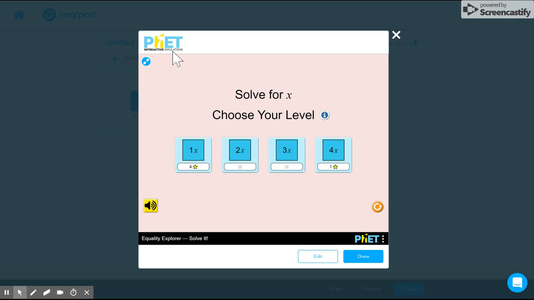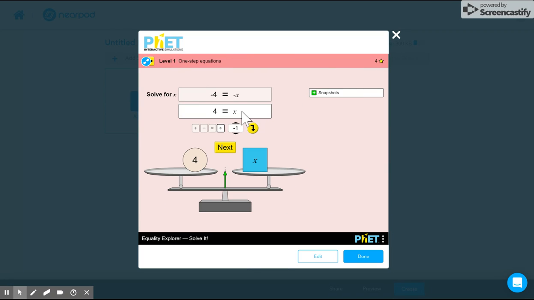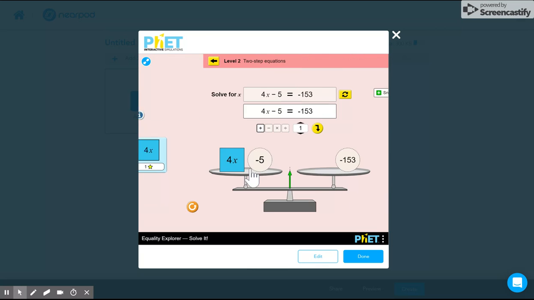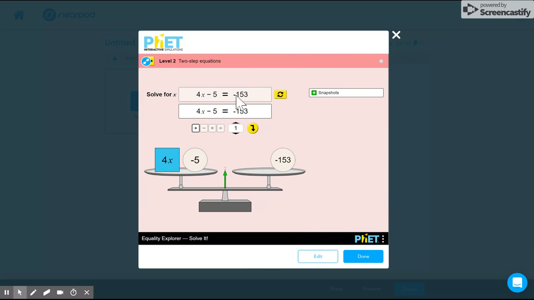Alright, so you're going to be using this PhET simulation. You're going to work through and practice solving some equations. So you can see the first one is very easy, level 1. Level 2 gets a little bit harder. These are some 7th grade two-step equations.